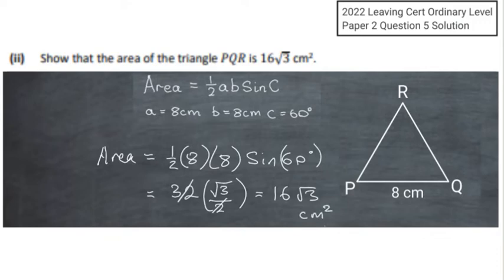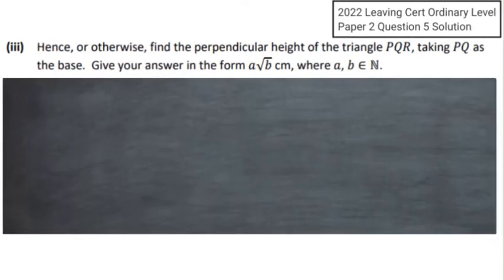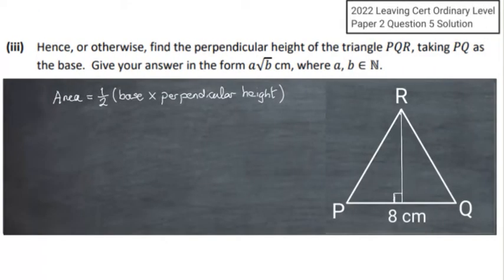So that's part 2. In part 3, hence or otherwise, so we could use the information from the last part to find the perpendicular height. Okay, so well, let's reuse that information. So we can look at the area formula and we can see that the area is equal to half the base by the perpendicular height. Alright, so let's put it all together.